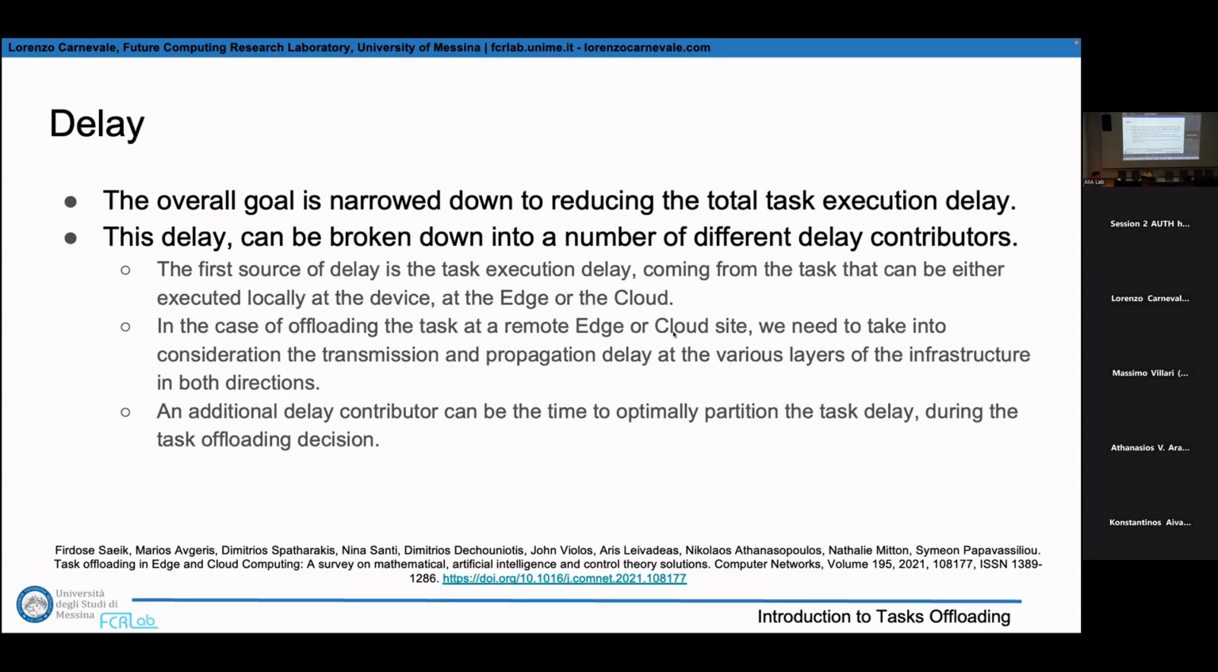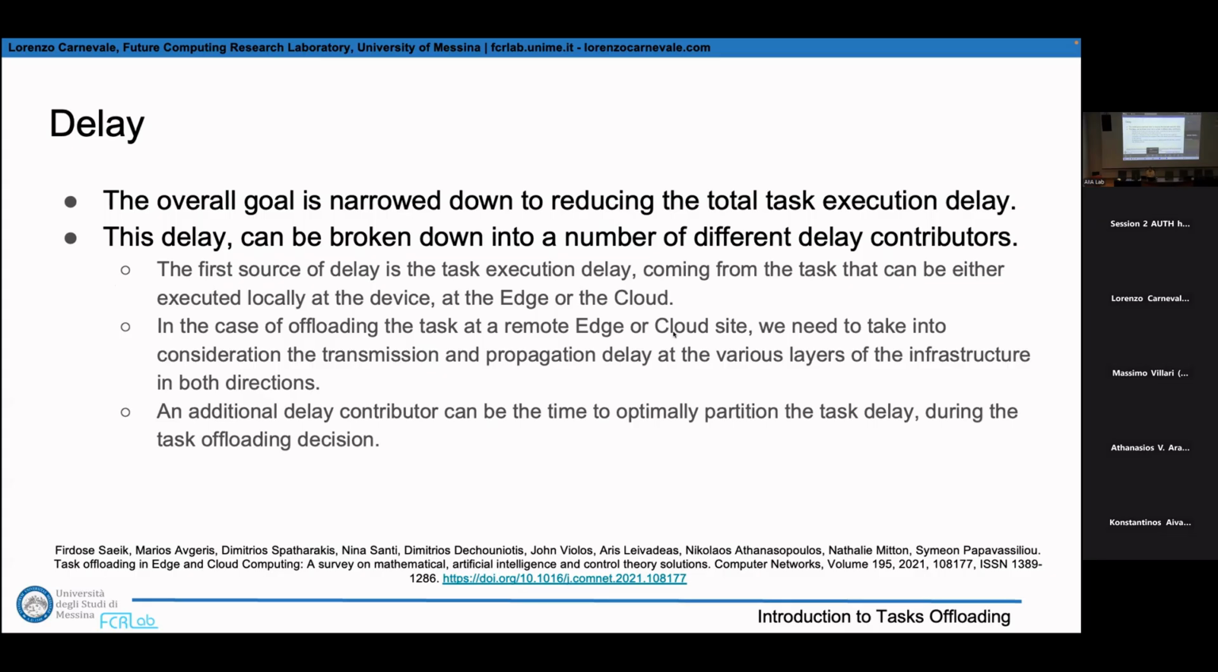Let's focus on this, and in particular on one of those, that is the load balancing, because as University of Messina, in the context of TEMA, we are building some interesting solutions. When we talk about delay, of course, the overall goal is to reduce the total task execution delay.